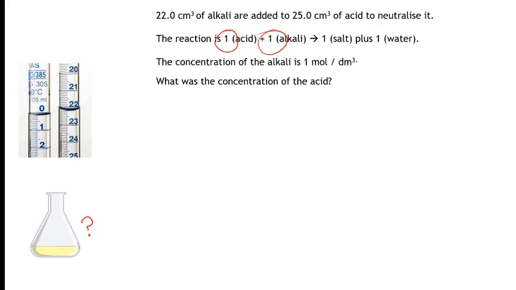So the first step in any titration equation is always work out how many moles you added from the burette. And if you're doing A-level, this is a guaranteed mark. Okay, so moles added will be the concentration times the volume, which is a concentration that we know about. It's 1.0. And the volume is 22. Now we do have a small problem here that comes up.